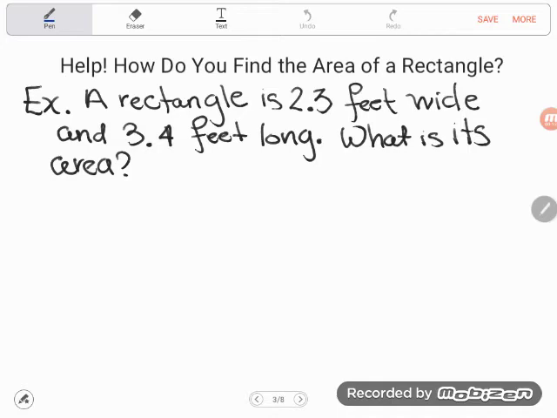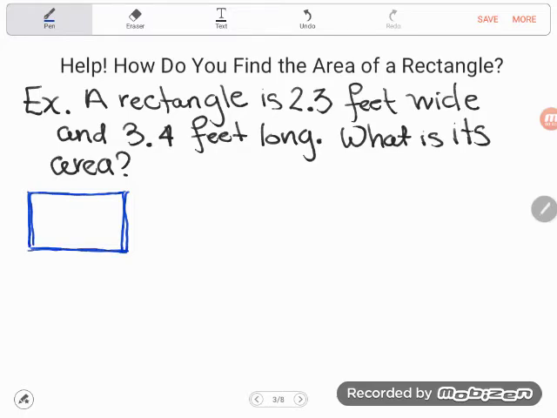Okay, this example said a rectangle. So we're talking a quadrilateral, a four-sided shape, with two sets of parallel sides and nice 90-degree corners. So there's my nice rectangle. Maybe it's not so nice.